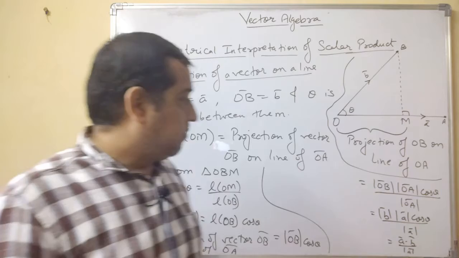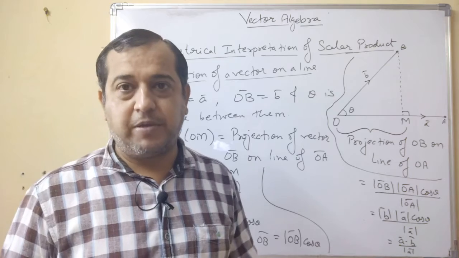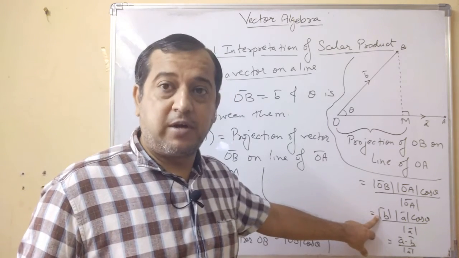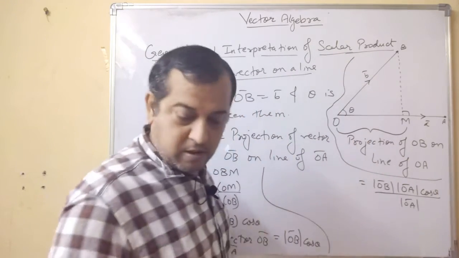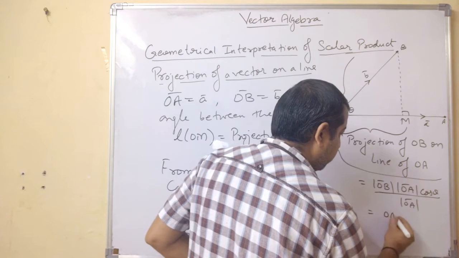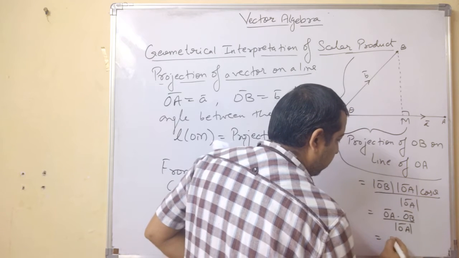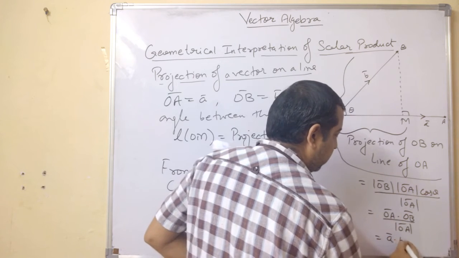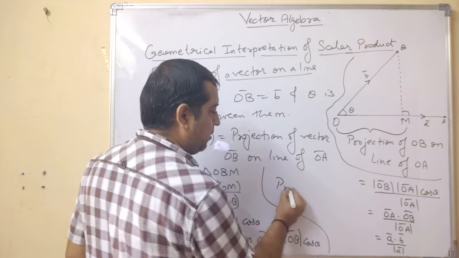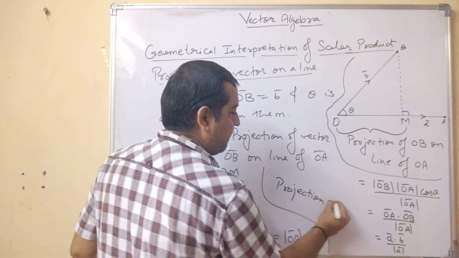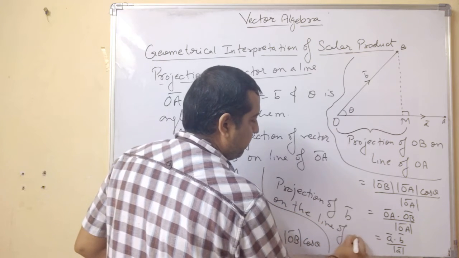Because this mod vector B into mod vector A into cos theta is nothing but vector A dot vector B. और if you want you can write it in this form. आप चाहे तो यहीं लिख दीजिए, this is vector OA dot vector OB upon mod vector OA, and the next step, it is vector A dot vector B upon mod vector A. And what is this? It is projection of vector B on the line of vector A.